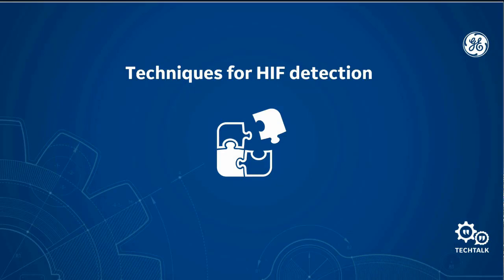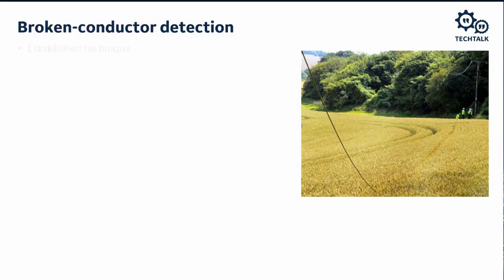Let's look at some techniques for HIF detection. There has been a traditional broken conductor detection method, an established technique that's been in use for over 20 years. It does not detect arcing. It works on the principle that a broken phase conductor produces unbalanced current. It uses negative sequence current I2 and positive sequence current I1. The relay calculates a ratio of I2 over I1.